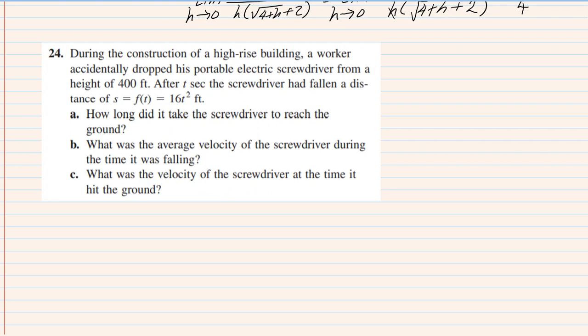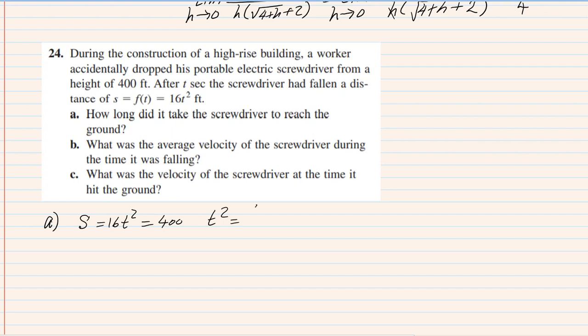In part B, what was the average velocity? Well, we'll get to those other parts. So in part A, how long did it take the screwdriver to reach the ground? Since we were given the displacement function, that is 16t squared, and by the time it hits the ground, it must have traveled 400 feet, right? So we're going to set it equal to 400 feet in order to find t.